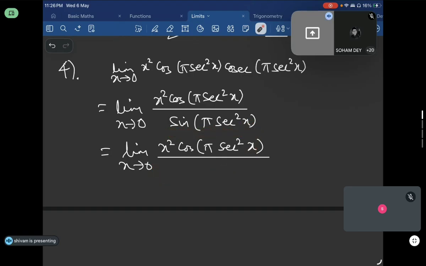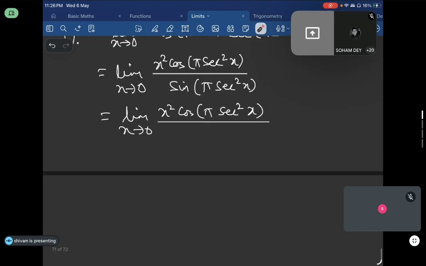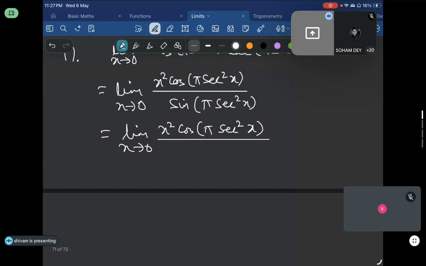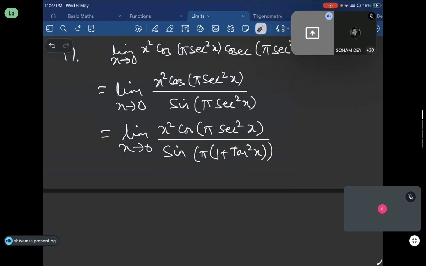We have to convert it into standard limit. So we have got sine of pi sec square x. Over here, the argument is not tending to 0. We have to convert. Can I write it as sine of pi into 1 plus tan square x? Why did I write it like this? Because over here the argument was not tending to 0, so we cannot apply the standard limit.